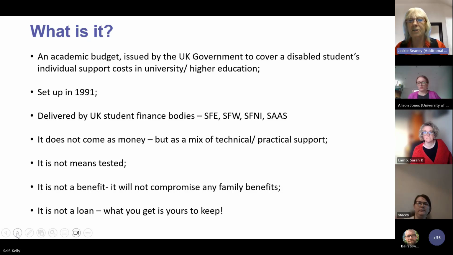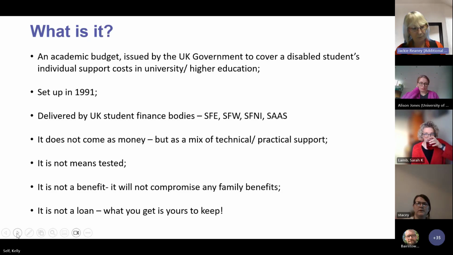Universities and higher education institutions have a legal obligation to make reasonable adjustments. So we do cling to that word disability as a reminder. Again, it's delivered by the student finance bodies. There might be Student Finance England for most people.